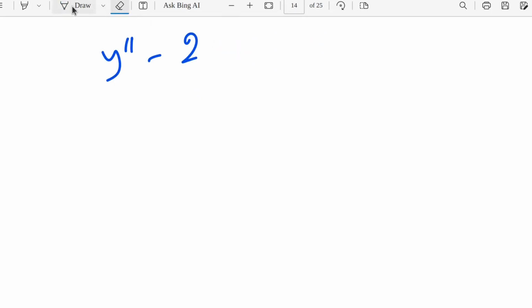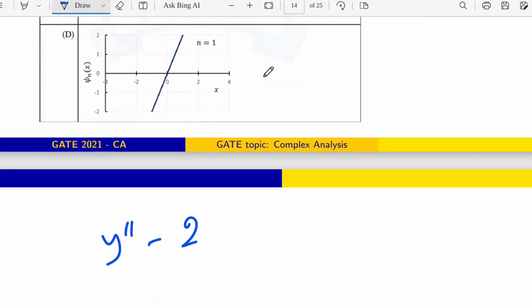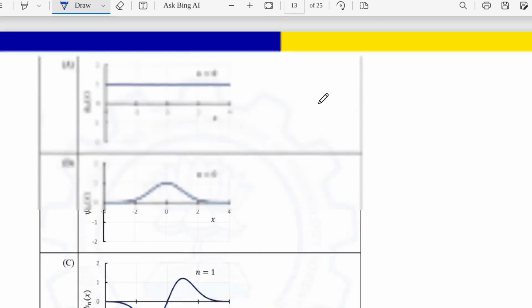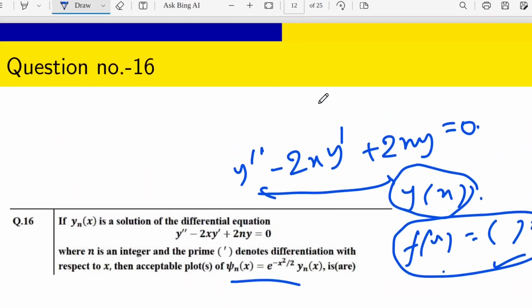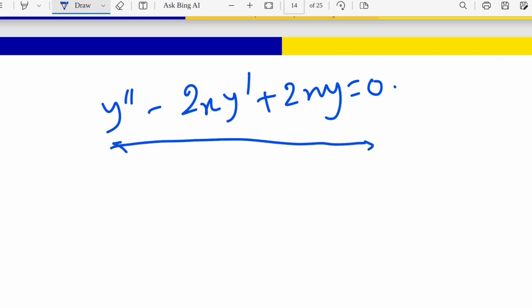2xy' + 2ny = 0. I think if you have heard about Hermite polynomials, then you have seen that one very clearly. This is nothing but a Hermite polynomial equation, isn't it? If you have the knowledge of the Hermite polynomial, and the Legendre polynomial and all these things, you can see that this is nothing but the differential equation for the Hermite polynomial.